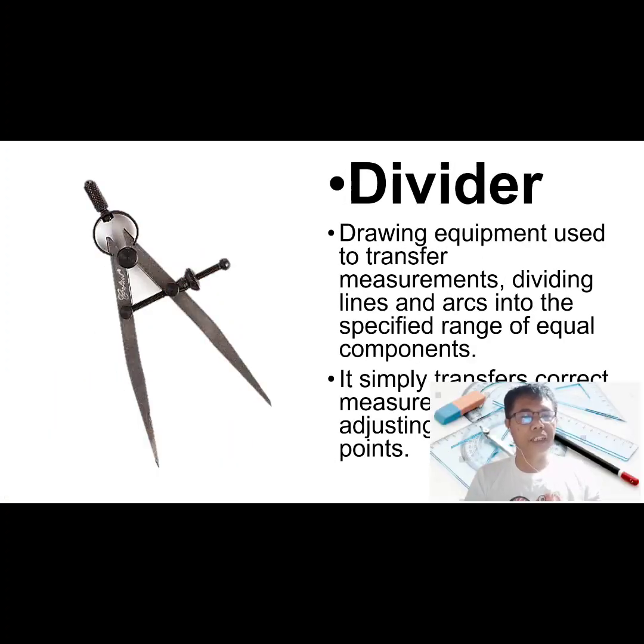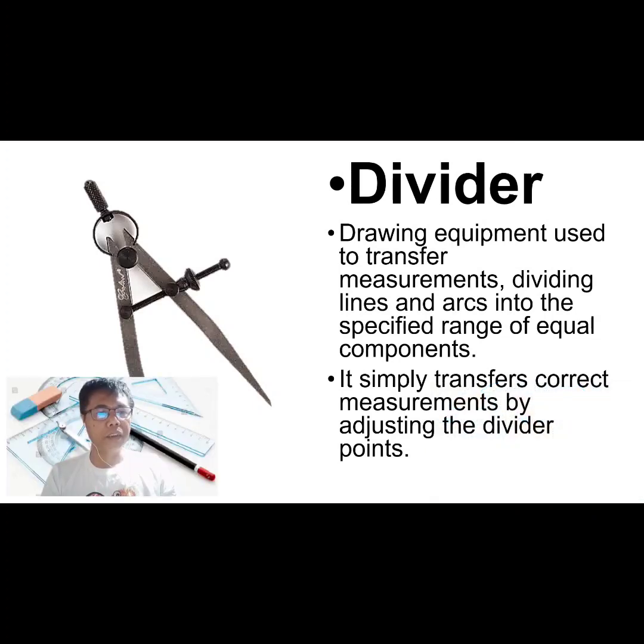Next is a divider. As mentioned, divider is identical with compass. This is a drawing equipment used for transferring measurements, dividing lines and arcs into a specified range of equal components, meaning you can divide the arcs and lines into 2, 3, or more equal components. It is simply to transfer correct measurements by adjusting the divider points.